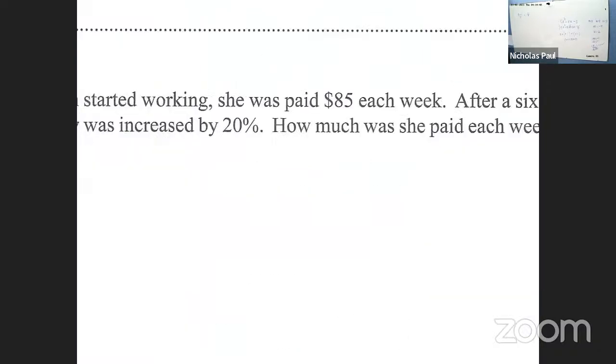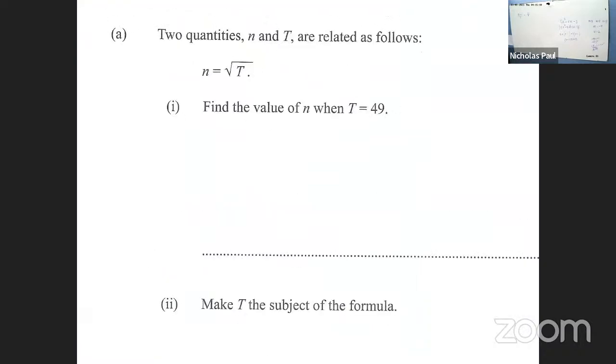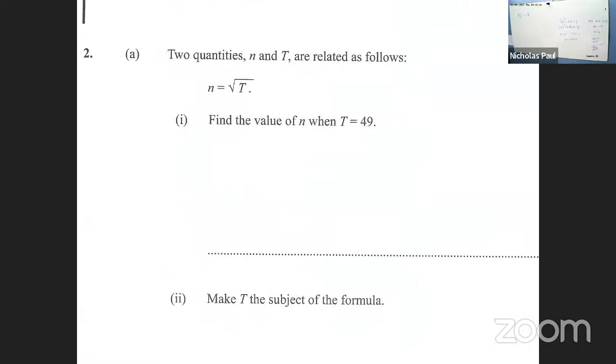All right, anyway, so find 20% of 85, how much is that? 17, and then add it to 85, right? And you got how much? 102, right? All right, this is not working out. You understand why this is? Try this next one, yeah.